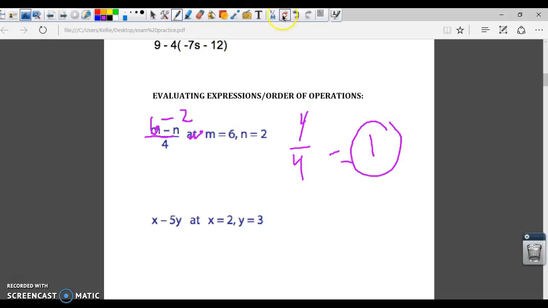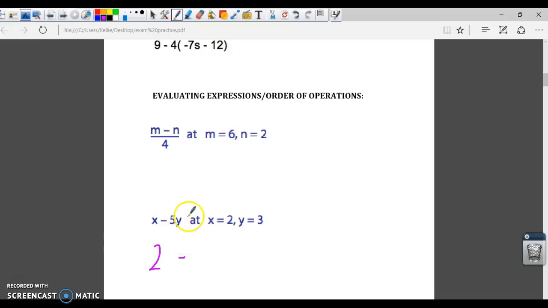Okay? For the next one, here we go. I have x. X is 2, so I have 2 minus 5 times y. Y is 3. Remember our order of operations: you're going to do 5 times y, which is 15. So now I have 2 minus 15. If you do 2 minus 15, you're going to get negative 13.